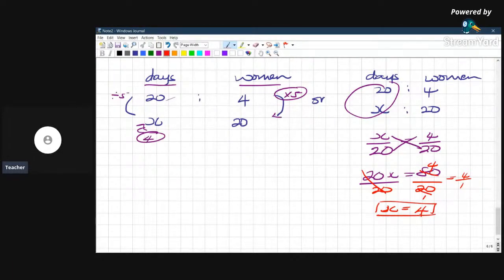So if you take this approach and just use common sense and look at it and say, boy, they increased by multiplying by 5, inverse proportion. I need to do the opposite on the other side. So I will divide by 5. Or you want to look at it this way. Either way you take it, we can see that our answer there is going to be 4.